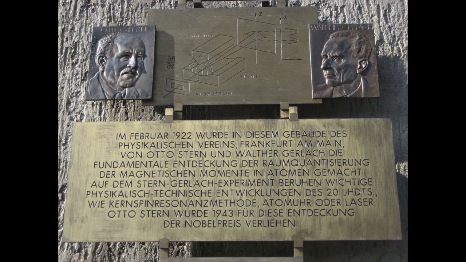In February 1922, the fundamental discovery of the space quantization of the magnetic moments in atoms was made in the Physikalischer Verein, Frankfurt am Main, by Otto Stern and Walter Gerlach. The Stern-Gerlach experiment resulted in major physical and technical developments of the 20th century, such as the nuclear magnetic resonance method, the atomic clock, or lasers. Otto Stern in 1943 would be awarded the Nobel Prize for this discovery.